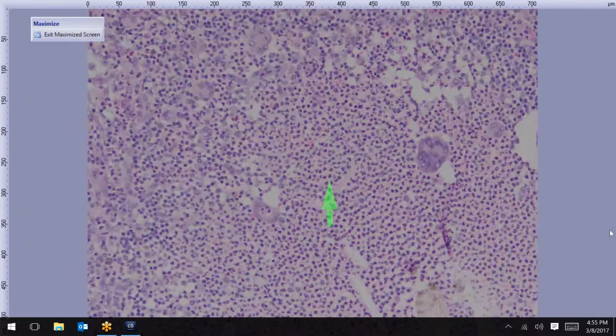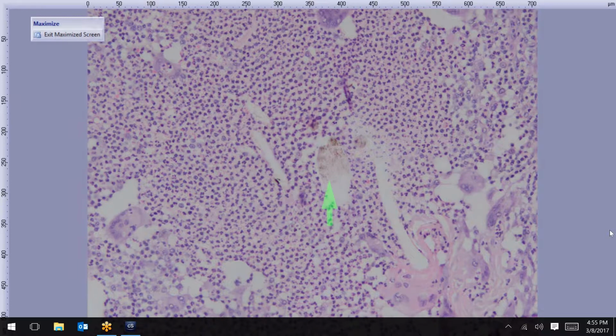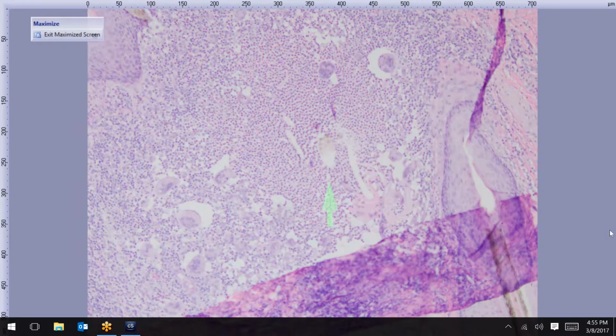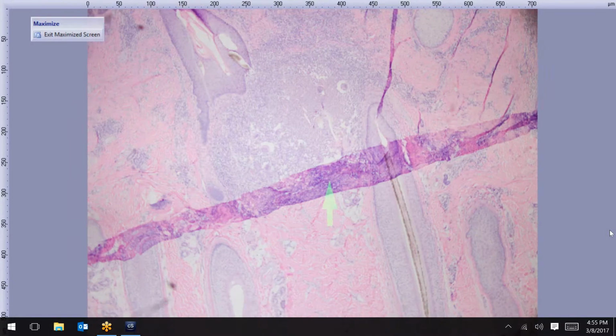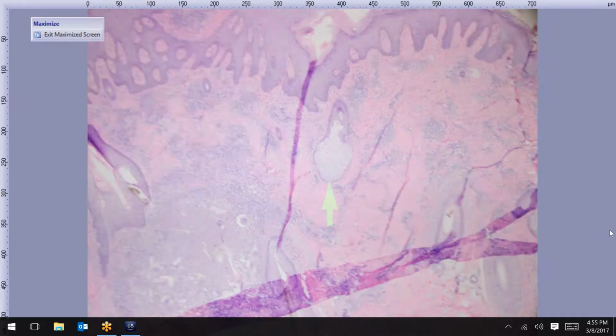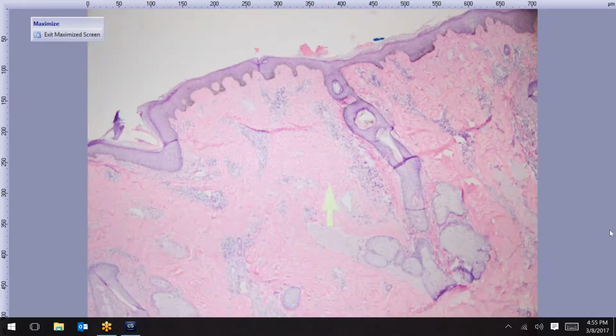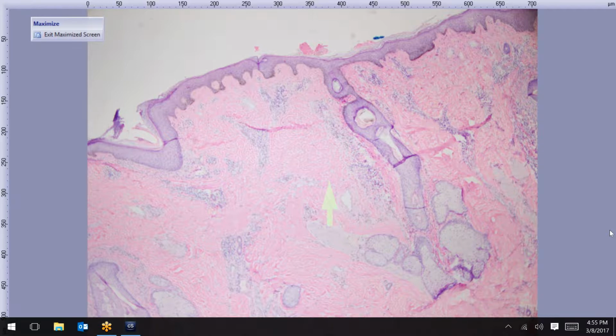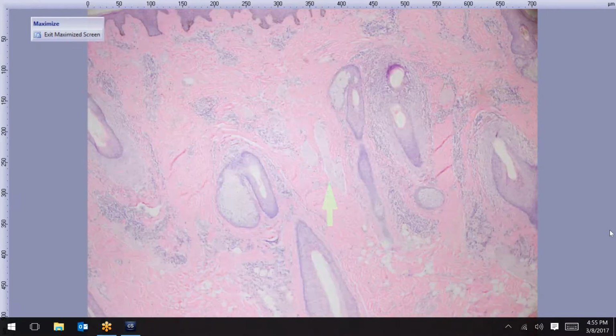And then there's a free hair shaft right here in the dermis. So this happens to be acne keloidalis nuchae, and somebody just said that. That's great. And let me show you just another piece. Same patient, upside down.